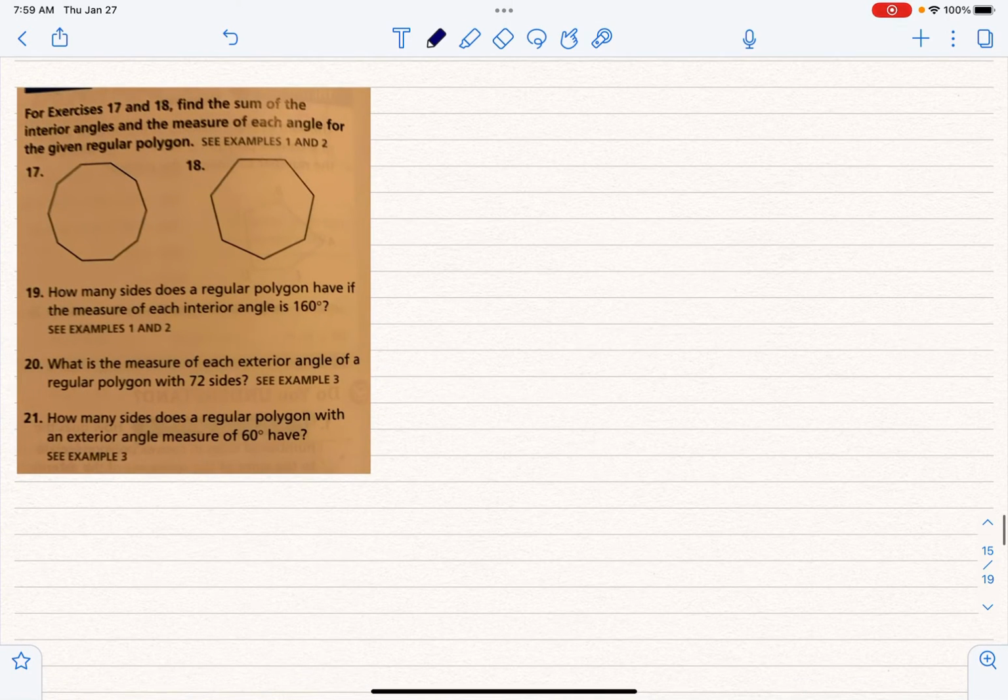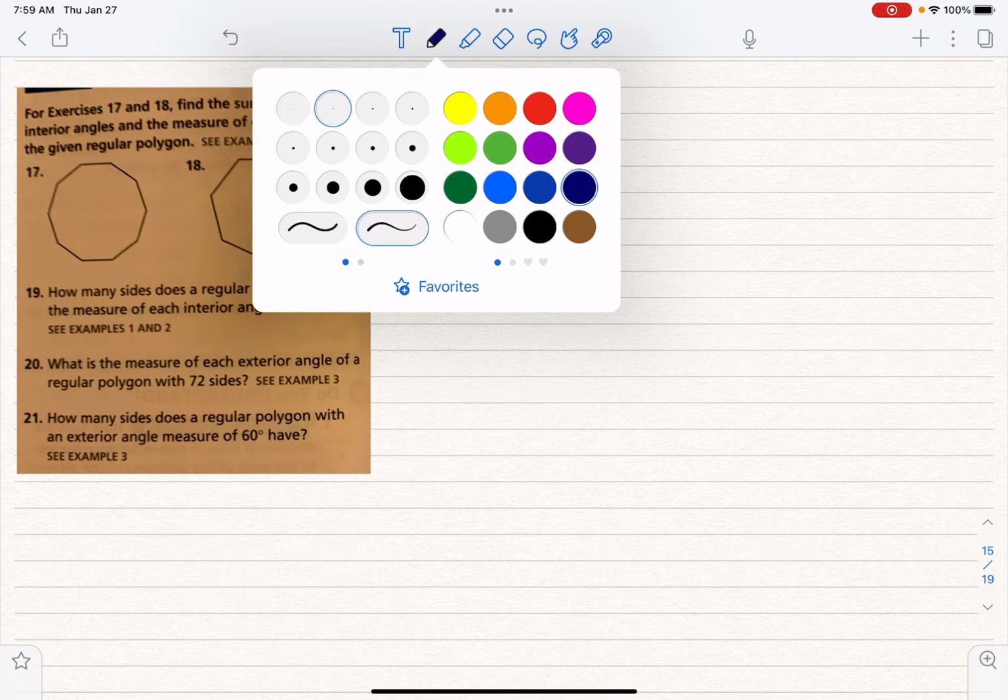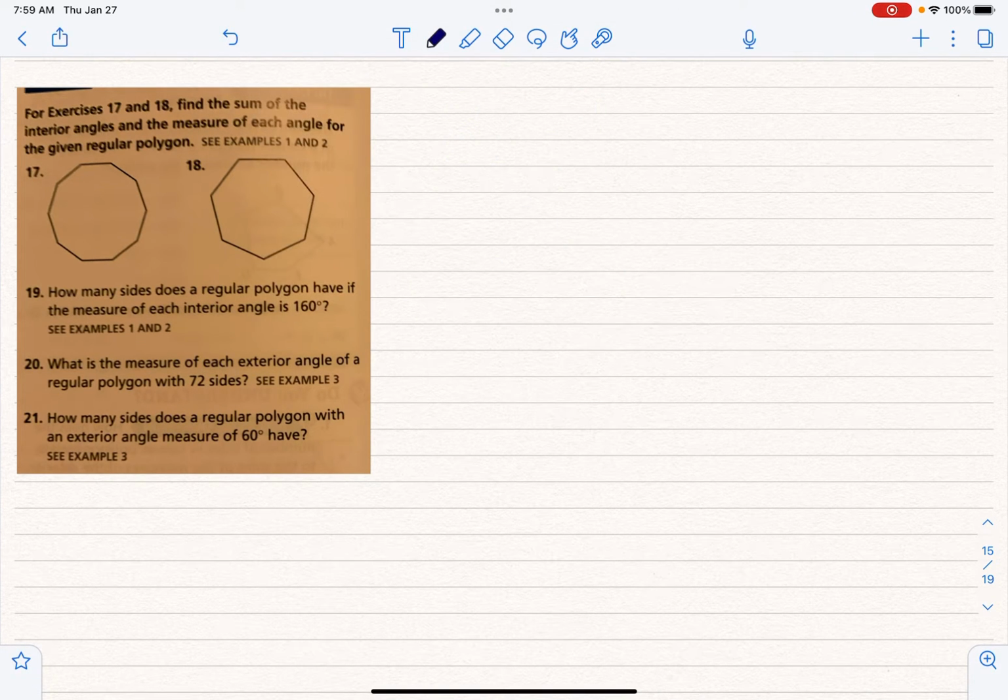The problems in the book started with number 17, and 17 and 18 had the same direction. It said find the sum of the interior angles and the measure of each for the regular polygons. Now, these are regular polygons, meaning all the sides are the same length and all the angles are the same size. So this one's got 1, 2, 3, 4, 5, 6, 7, 8, 9, 10 sides.